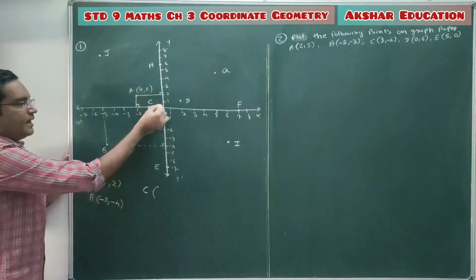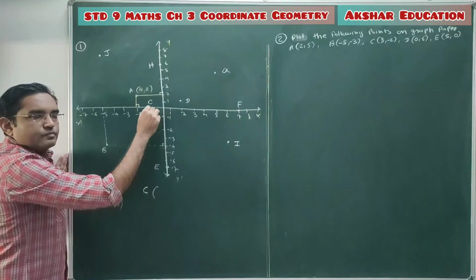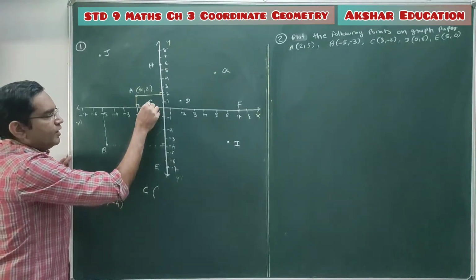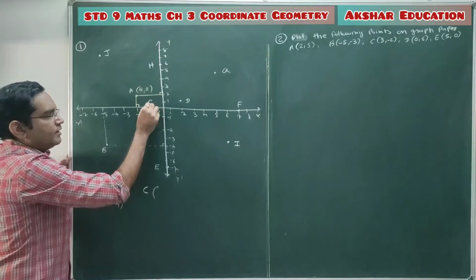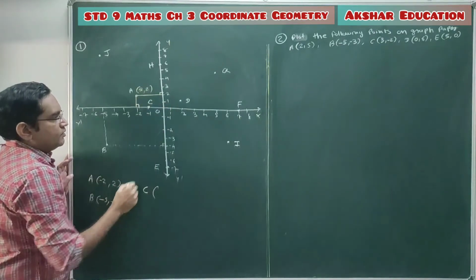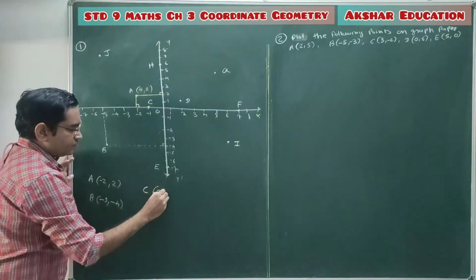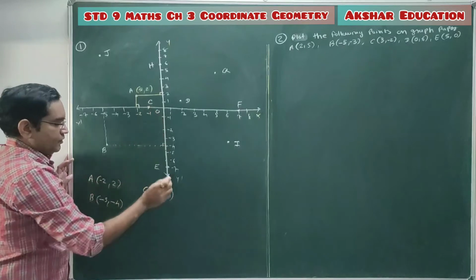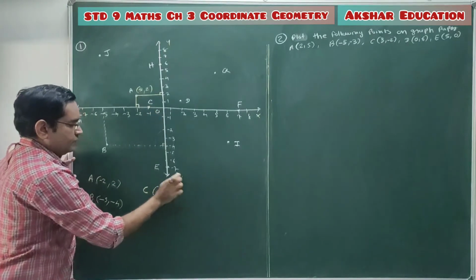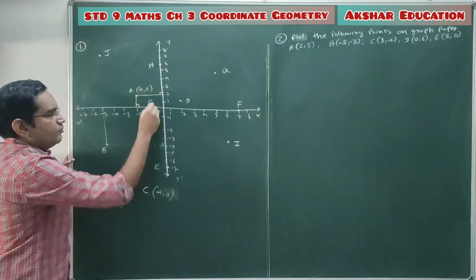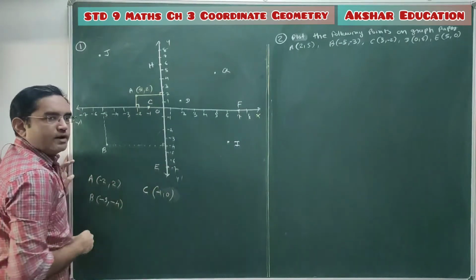Now, coordinates of this point C. So here point C lies on the x axis. Therefore, distance of this point from the x axis is 0, and distance of this point C from the y axis is minus 1. So x coordinate is 0, and y coordinate is minus 1. Sorry. X coordinate is minus 1, y coordinate is 0. Point lies on x axis, so y coordinate is 0.